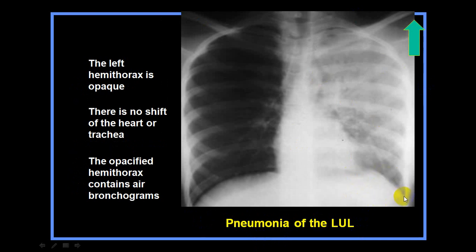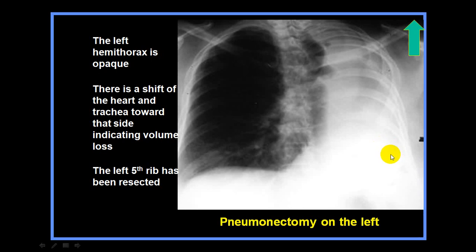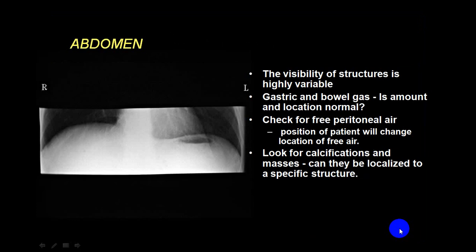Diaphragm I can see, costophrenic angle I can see. There is a little Silhouette sign with the left border of the heart, air bronchogram, no shift of the trachea. So this is left upper lobe consolidation or pneumonia. You can see clearly the air bronchograms. The arrow has been shown. This is consolidation. Here the fifth rib is missing: pneumonectomy. We have explained this before. So you try to differentiate these conditions. Is that clear?